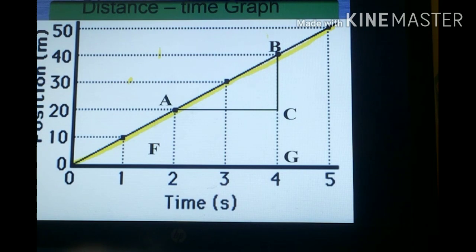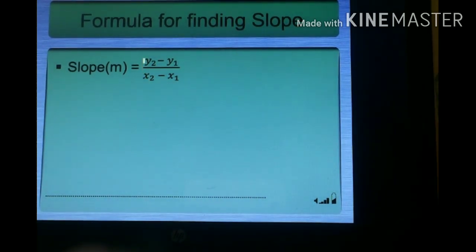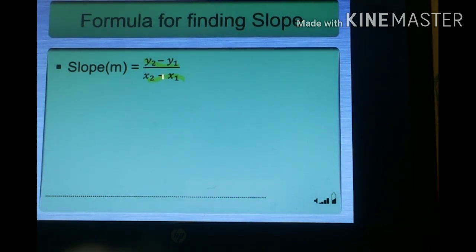Over here, B's coordinate can be given as x2, y2. Why do we say x2, y2? Because this is the higher coordinate, whereas point A can be denoted as x1, y1. We will be finding the velocity with the help of the slope. The slope's formula is y2 minus y1 upon x2 minus x1. You might have done this in maths. If you have not done it, then try to understand this.